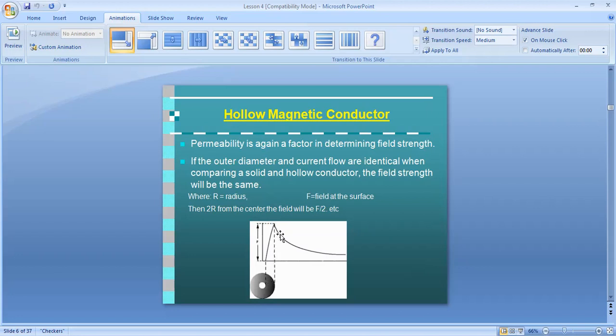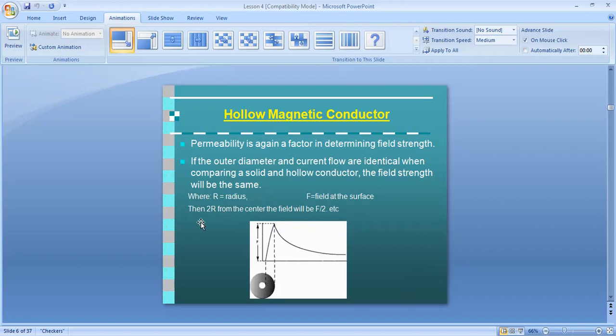But just see here, this pattern is again the same, because the field here depends upon the permeability of air, because this is the air medium. If you keep ferromagnetic material here, then the field will be high, not low like this. Why is the field low here? Because of air.